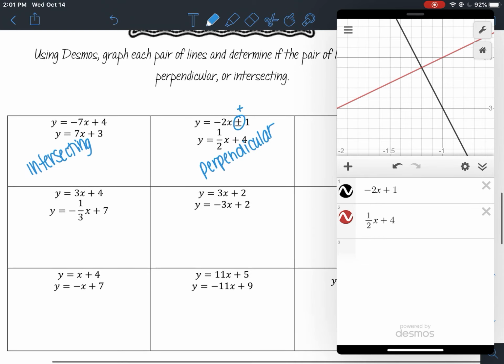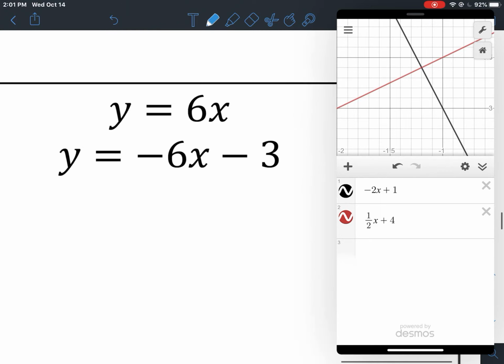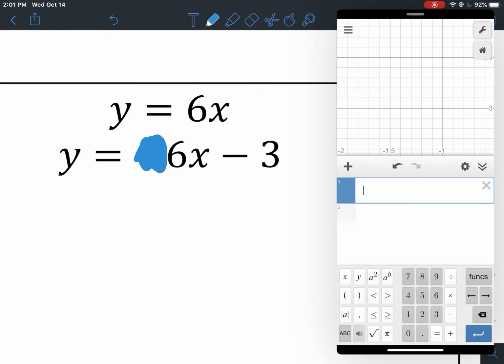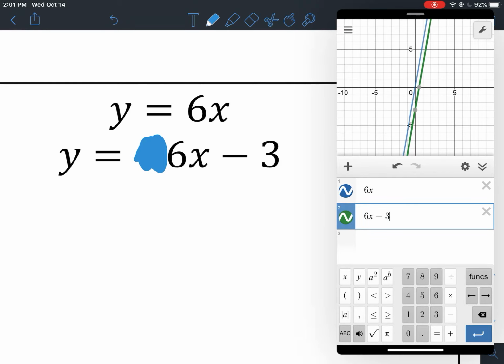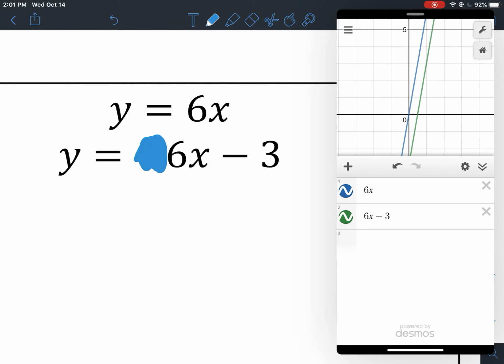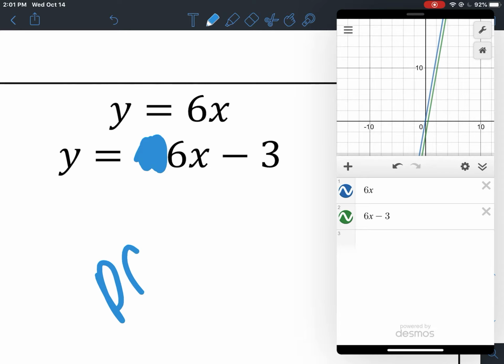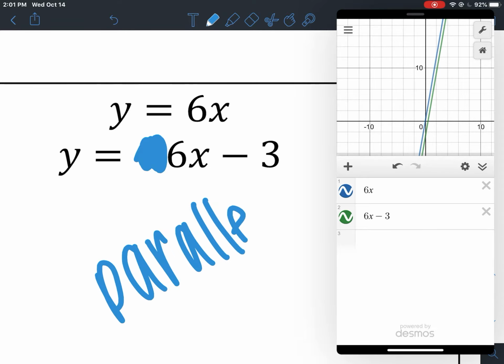You're going to do number 3 on your own, 4, 5, and 6. Let's do number 6 together. On your worksheet, I actually have that crossed out. So let's graph these 2 lines and see what they look like. I have 6x and then 6x minus 3. We'll hit the home button and zoom in on these 2. Looks like they never intersect. So these 2 are parallel.